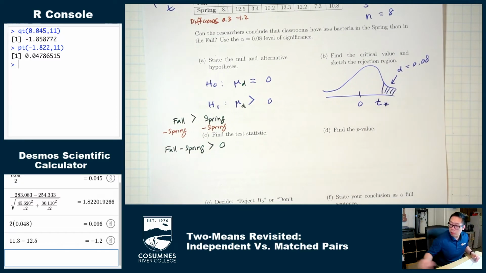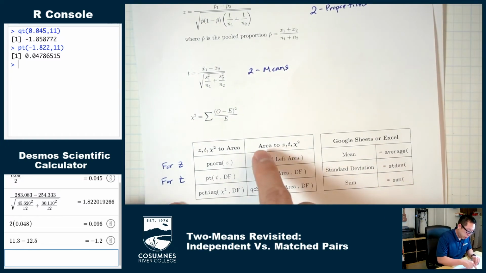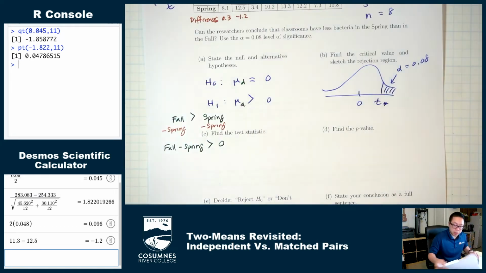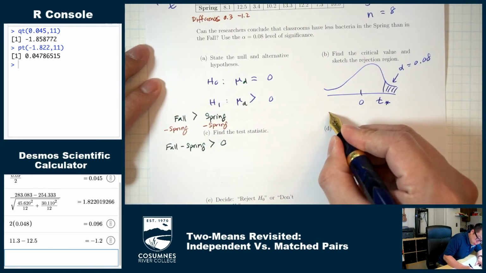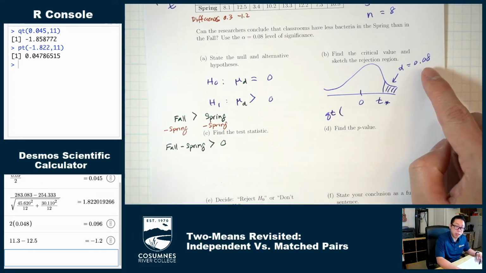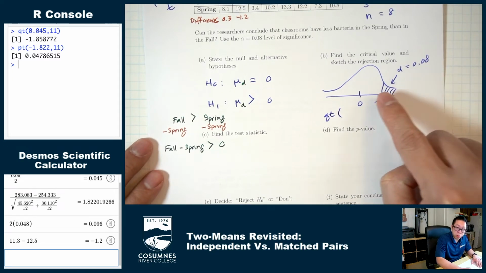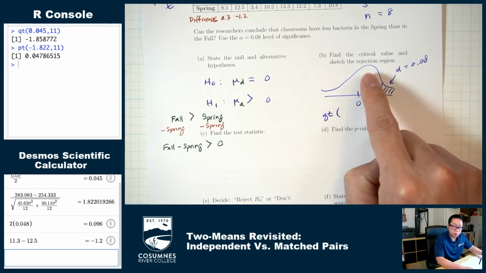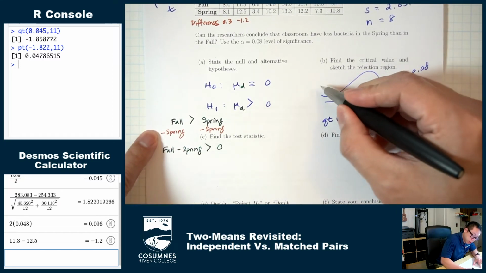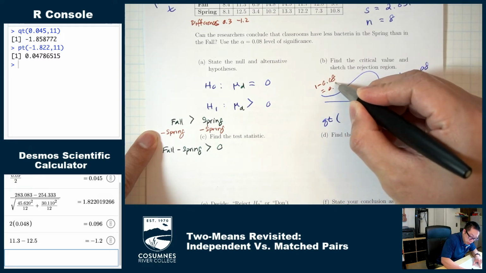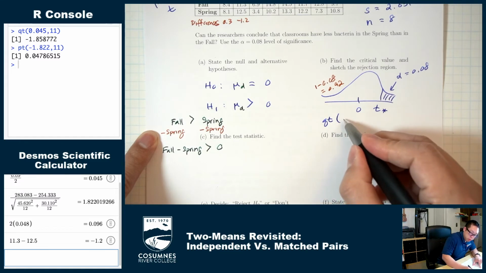This is an area to T problem. For a T situation, it's a QT left area DF. So QT. Left area. 0.08 is not the left area. 0.08 is the shaded one, which is to the right. I want the left, which is the other side, so we'll do a 1 minus to get the other side. And I think that's going to be 0.92. And that's what we'll feed R.